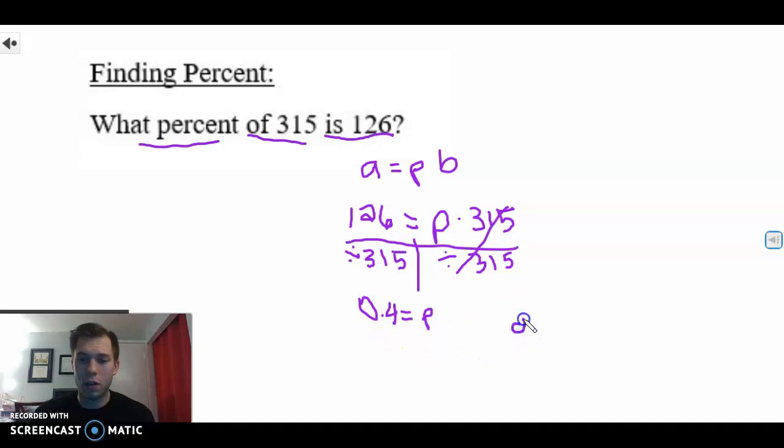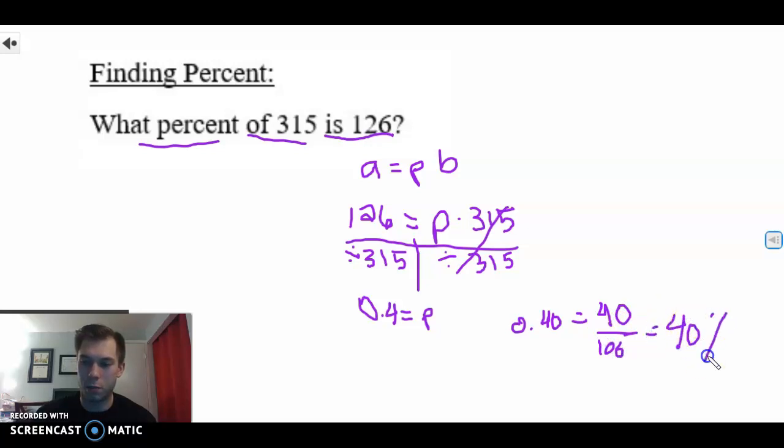Well, the way you can do this, go ahead and put a 0 there, make it in the hundreds place, write it as a fraction. So 40 hundredths is the same as 40 over 100, which is the same as 40%. So in this case, your P, or your percent, is 40%. And so 40% of 315 is 126. You can read it exactly as it's written once you figure out the percent. So 40% of 315 is 126.